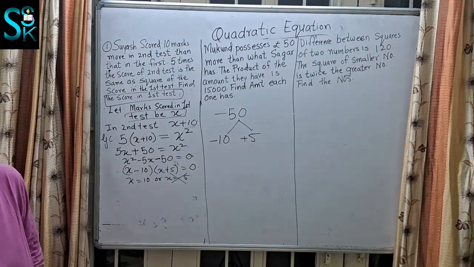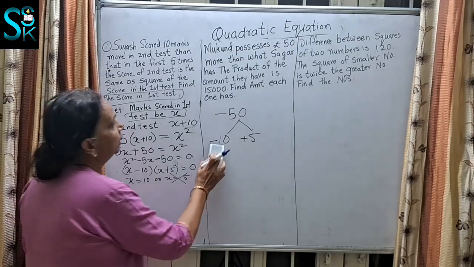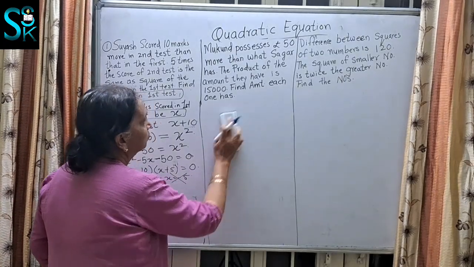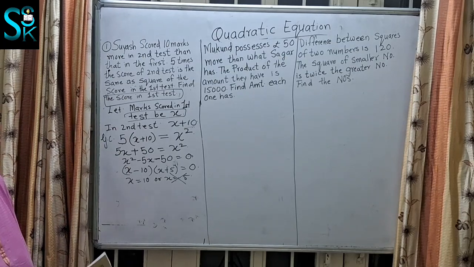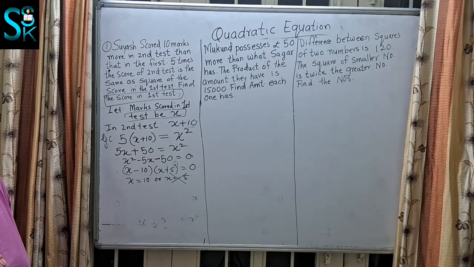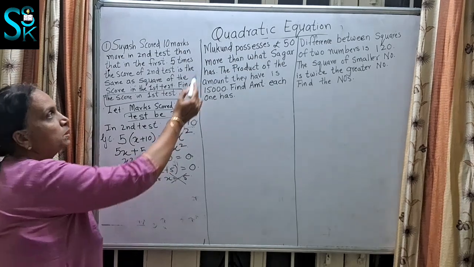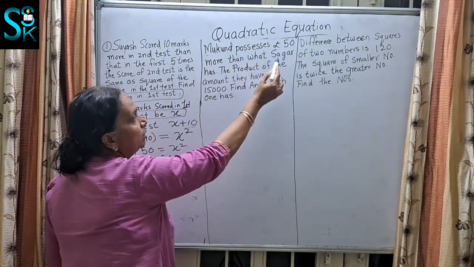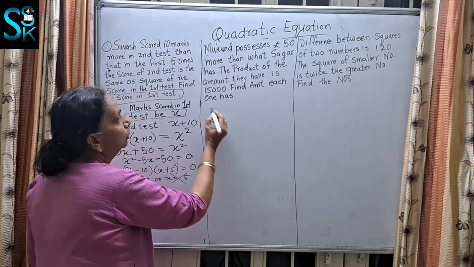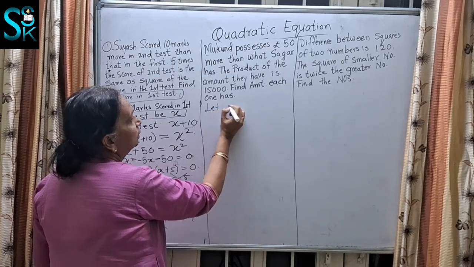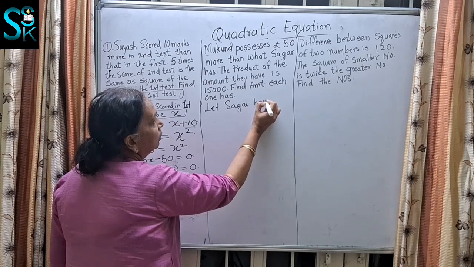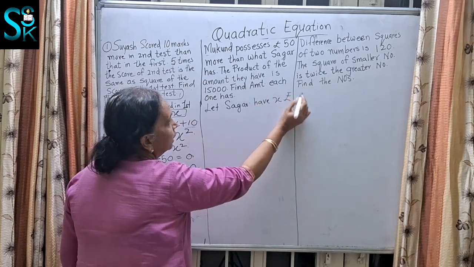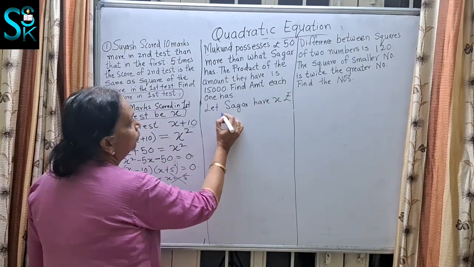Okay, so shall we shift to the next sum? The next sum is: Mukund possesses rupees 50 more than that of Sagar. So information is given about Mukund and is compared with Sagar. So let Sagar have x rupees. Then what about Mukund?